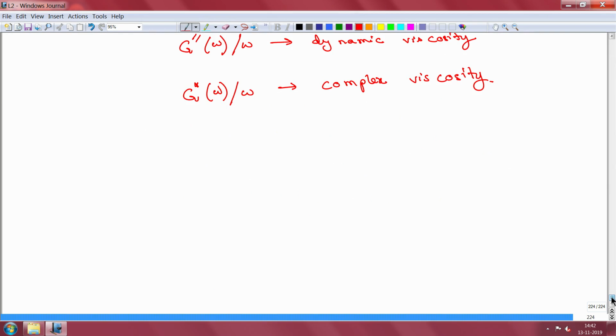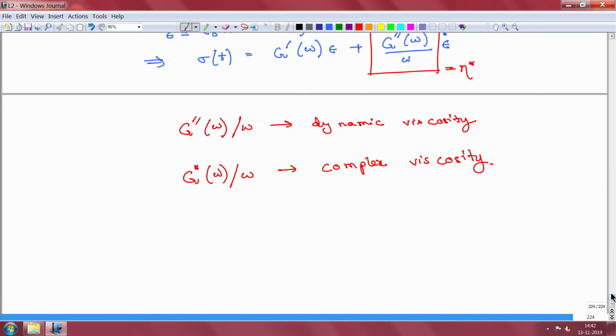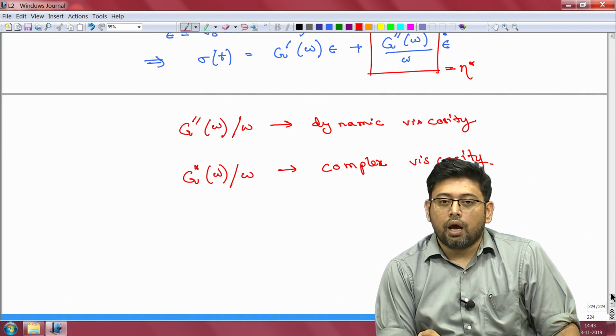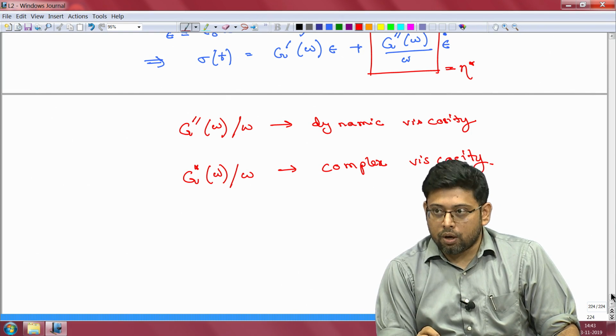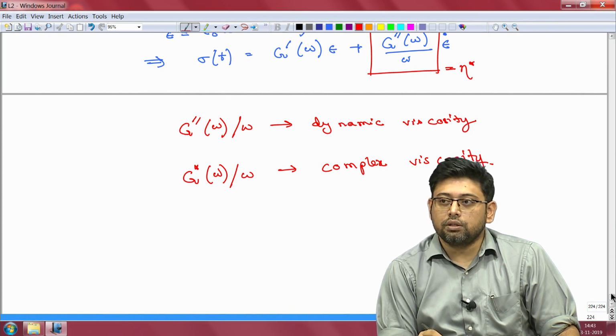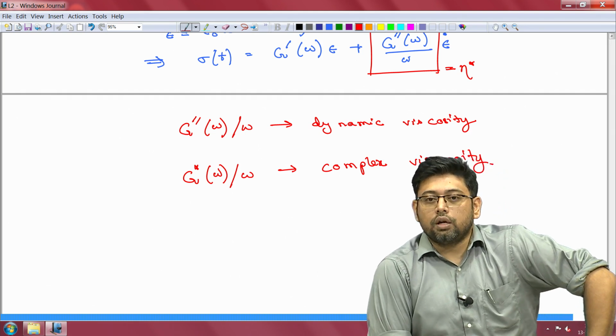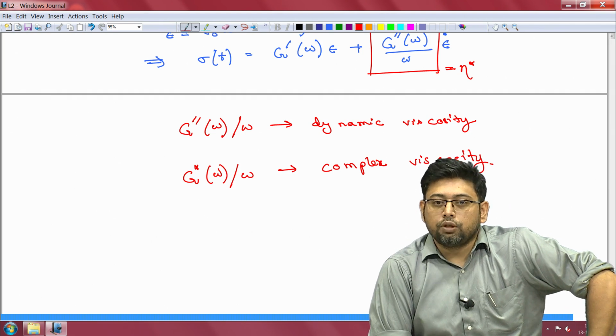So, today what we have done is we have seen a number of different formulations or quantities that you are very likely to encounter when you are reading literature on viscoelasticity. And one of the important terms that we today discussed was G star, which is the complex modulus, and we saw that it is broken up into two other moduli, which are called the storage modulus and the loss modulus.